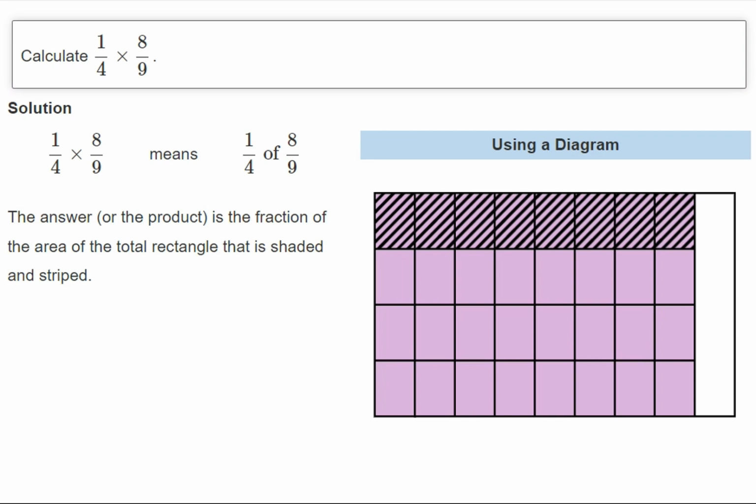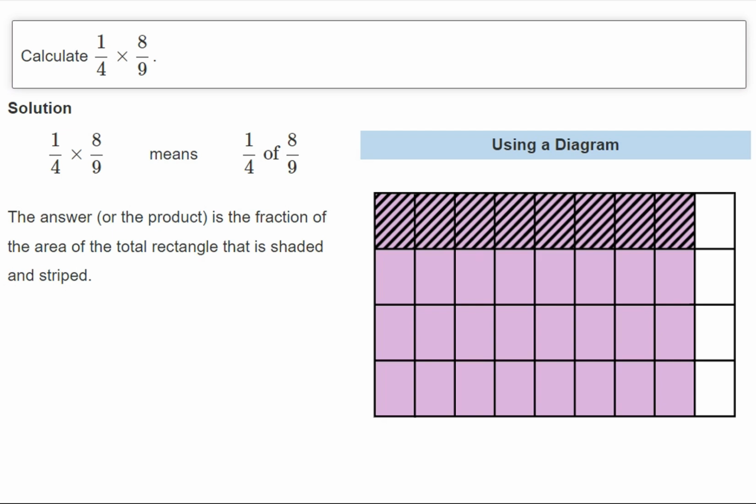shaded and striped. So we extend our horizontal line to produce 36 equal parts. And we notice that 8 of these parts are both shaded and striped. What this means is that 1/4 times 8/9 is equal to 8/36, which we can simplify to 2/9.